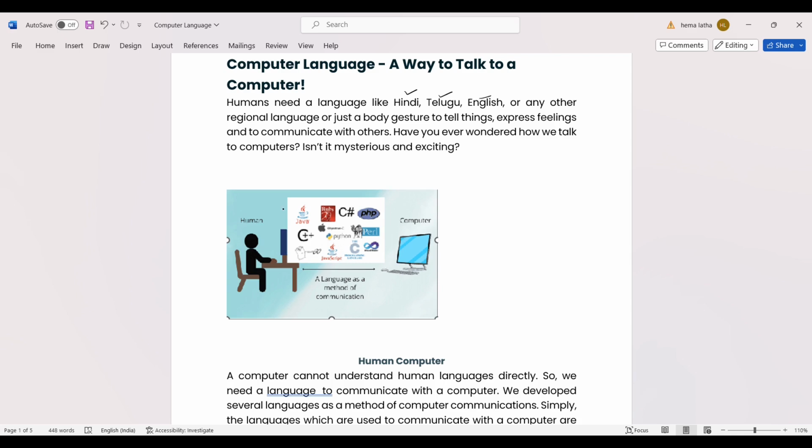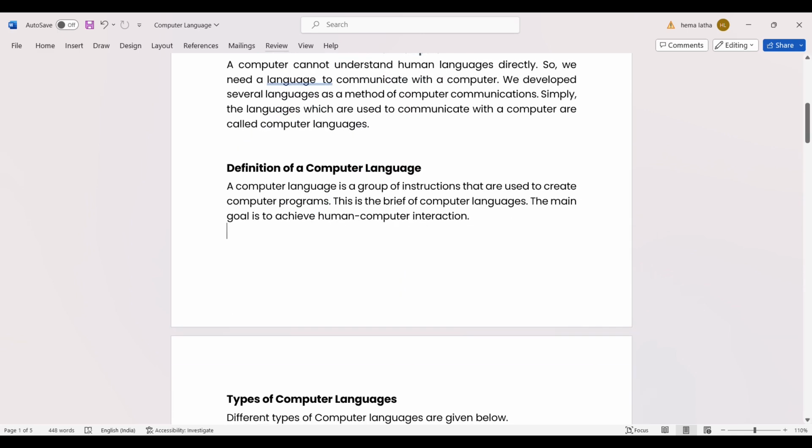In the same way, if a computer and a human being meet together, definitely for their interaction we need a certain language. That is called computer language. If the human being speaks in Hindi or English or some other language, the computer cannot understand it directly. So the language which can be understood by the computer is called computer language. Several languages are developed, and the languages used to communicate with a computer are called computer languages.